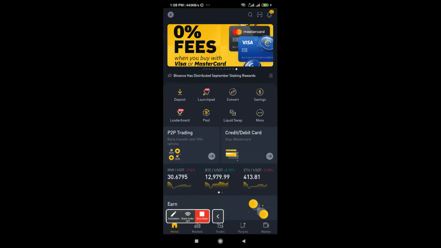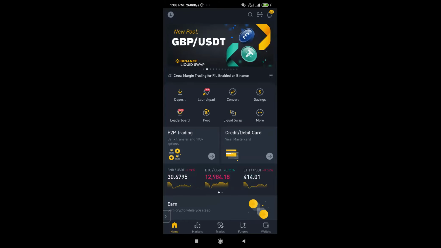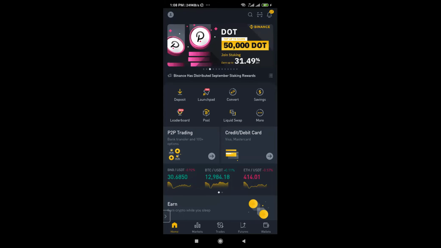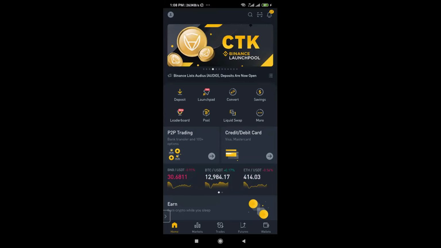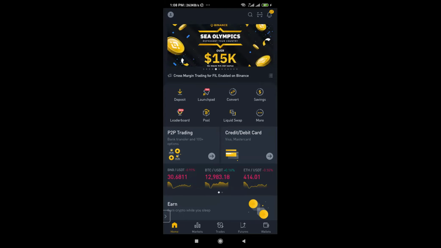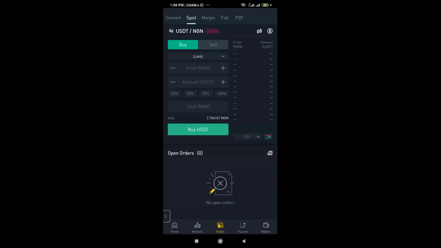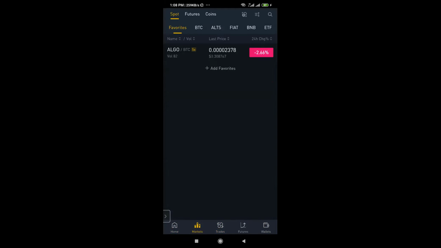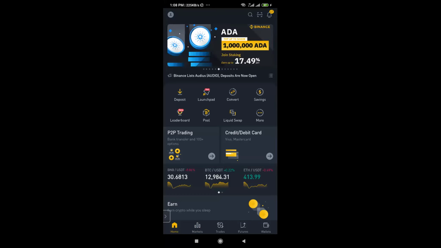All right, so this is my Binance account. It's easier to send money on mobile using the Binance app. I'm also going to do the mobile one and the desktop. So let's just start with mobile. So here you have wallets, trades. Here you have the markets. Here you have home.